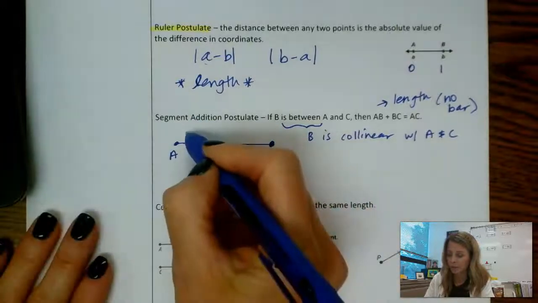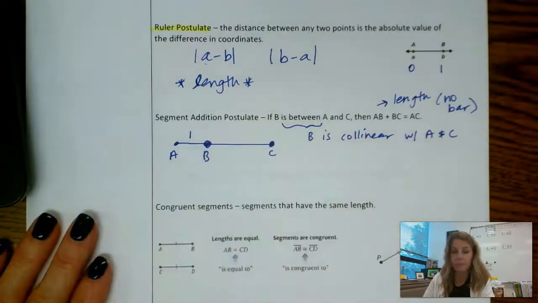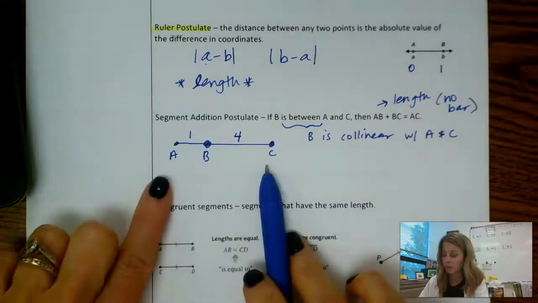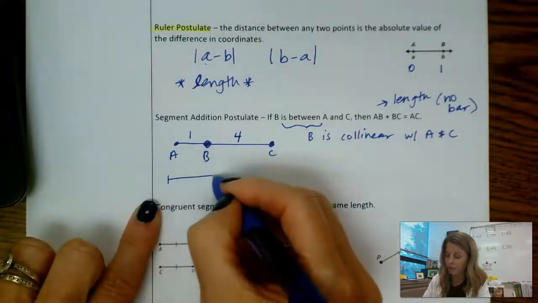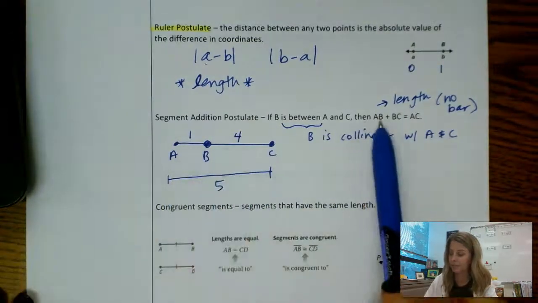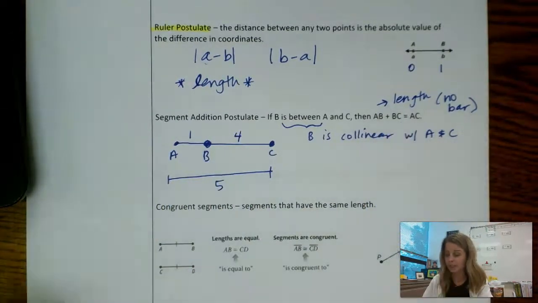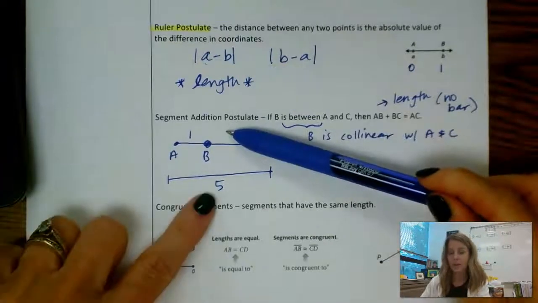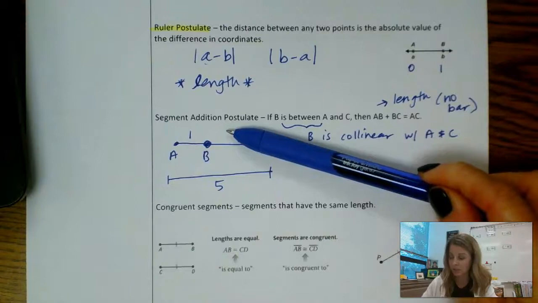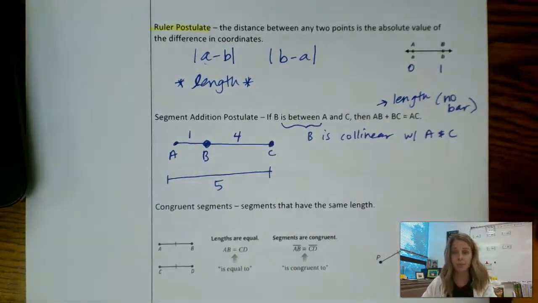From a super basic perspective, if the length of AB is 1 and the length of BC is 4, well, the length from A over to C is 5. I can simply add those together. Or the opposite: let's say I didn't know the 4. If I knew the whole thing was 5 and that piece was 1, then I could subtract them and get to 4. All right, so that's the segment addition postulate. We use it quite a bit in geometry.